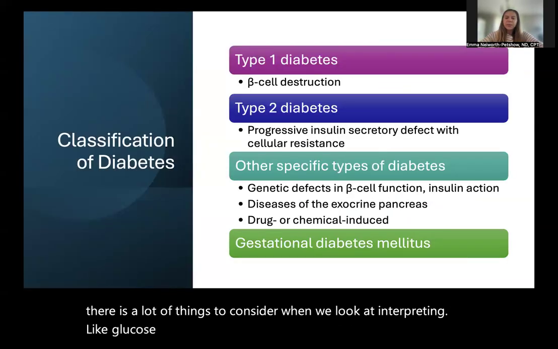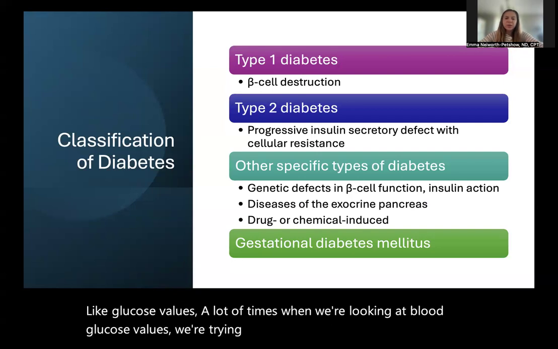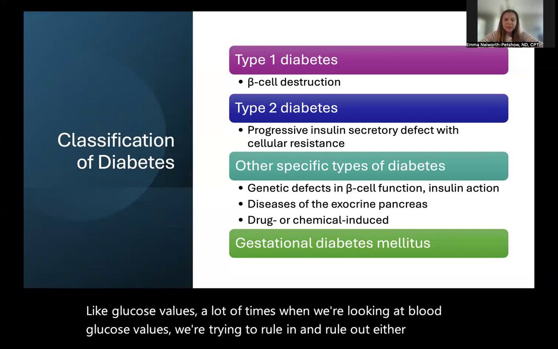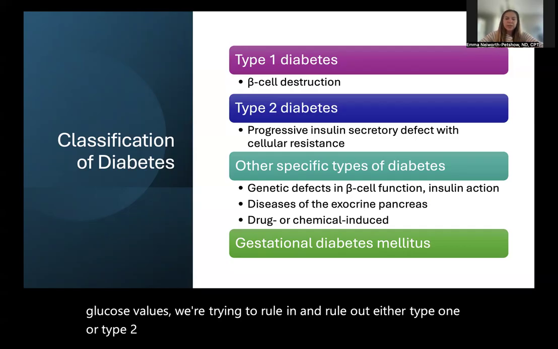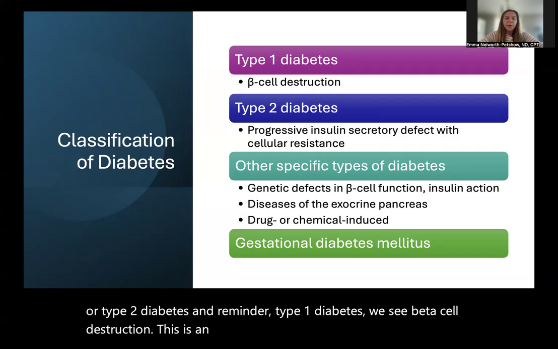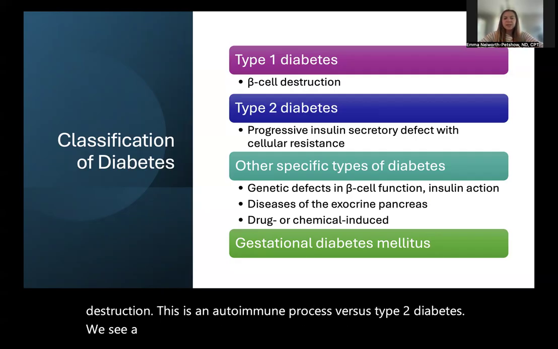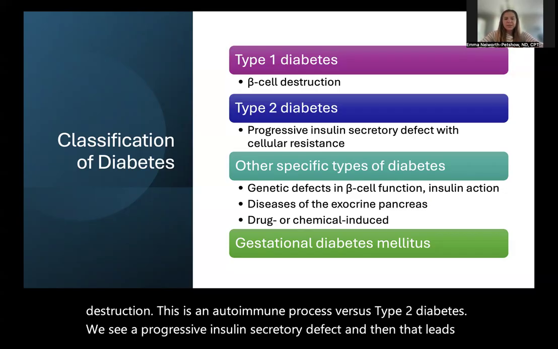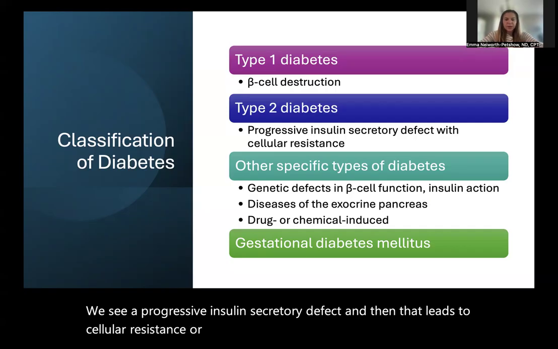A lot of times when we're looking at blood glucose values, we're trying to rule in or rule out either type 1 or type 2 diabetes. A reminder, type 1 diabetes, we see beta cell destruction. This is an autoimmune process, versus type 2 diabetes, where we see a progressive insulin secretory defect. And then that leads to cellular resistance or insulin resistance over time.